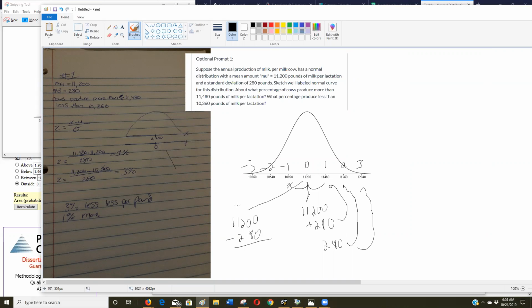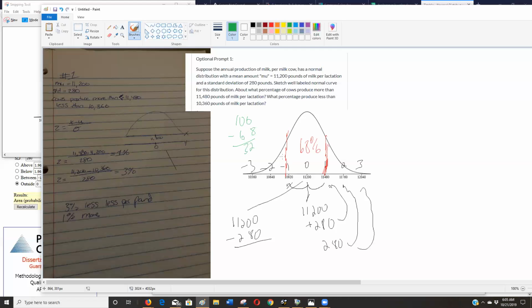Okay, so then we're going to ask some questions here. The next question: about what percentage of cows produce more than 11,480 pounds of milk? Well, I see that 11,480 is 1 standard deviation above the mean. So one way to do this using the empirical rule is I know that 68% of the distribution falls within 1 standard deviation of the mean. So if there's 68% inside it, that tells me there's 32% outside of it, right? Because 100 minus 68 is 32%.